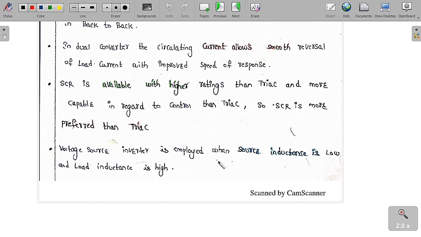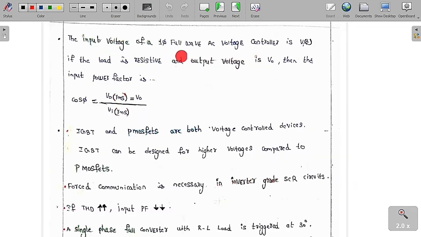Voltage source inverter is employed when the source inductance is low and the load inductance is high. It's a very important point. This is mostly asked in examination. Similarly, the current source inverter is employed when the source inductance is large and the load inductance is low. The input voltage of a single phase full wave AC voltage controller is Vi of t.